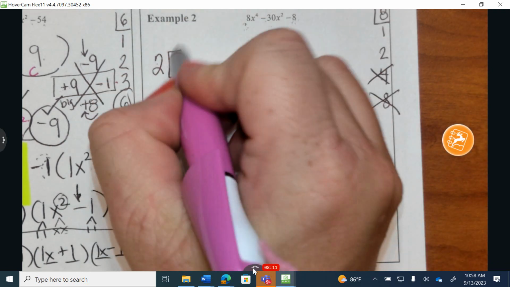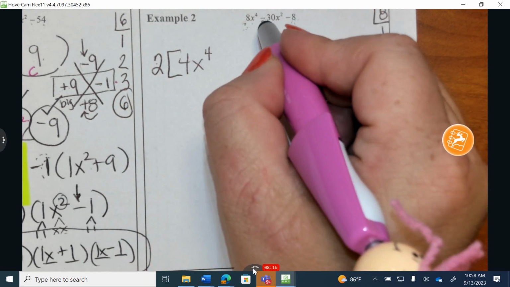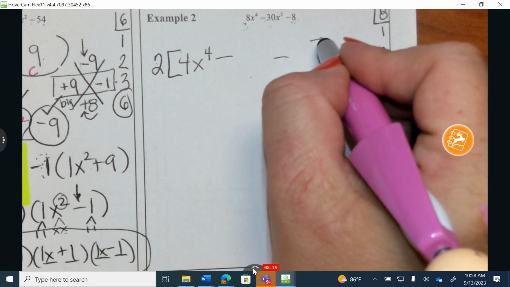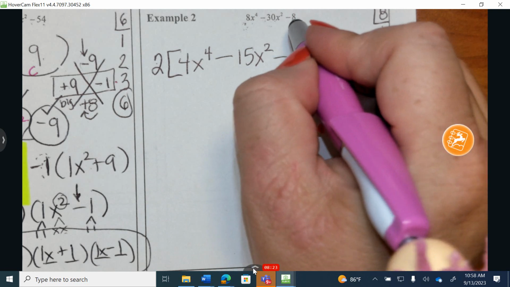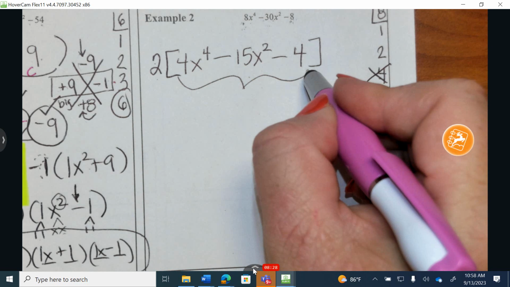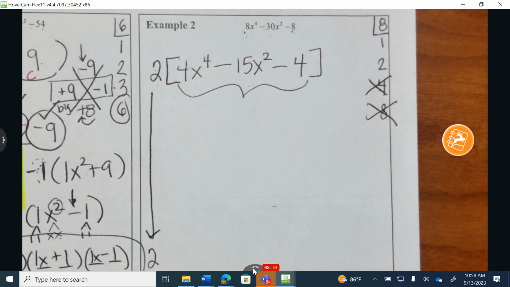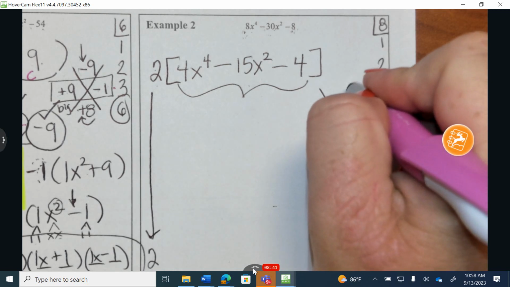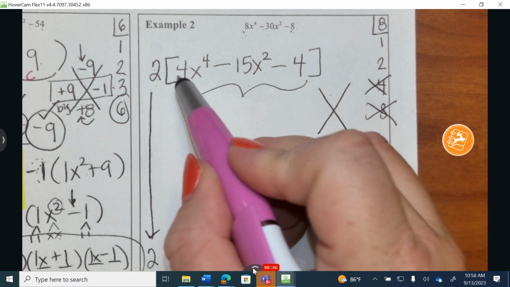8 divided by 2 is 4, and I bring down x to the 4th. I'm going to bring down the signs that are provided. 30 divided by 2 is 15, bring down the x squared. 8 divided by 2 is 4. And then make this little squiggly or curly bracket. And I'm going to draw an arrow for the 2 to go straight down to the bottom. I'm not going to worry about that 2 that I factored out until the very end. Okay, please make yourself an x off to the side. As a reminder, in this position, I'm taking a times c.